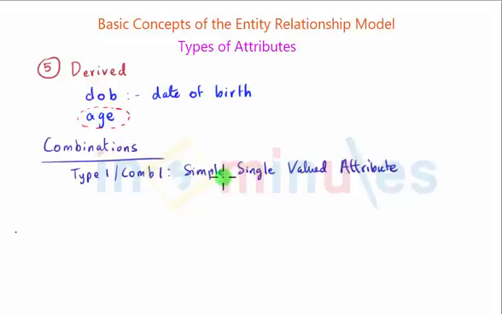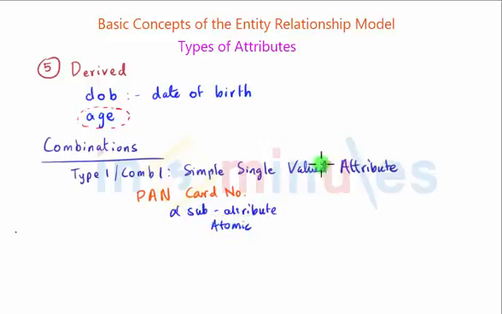Now an example of this is very simple to give. For example, let us just refer back to our previous example of PAN card number. In this case, we can clearly see that it is a simple attribute as it has no sub-attributes. Hence it is atomic, and there can only be a single value. You cannot have multiple PAN card numbers for a person. So this is the first type.